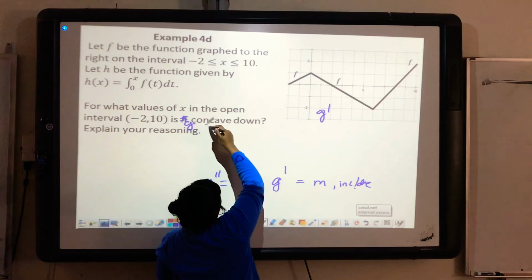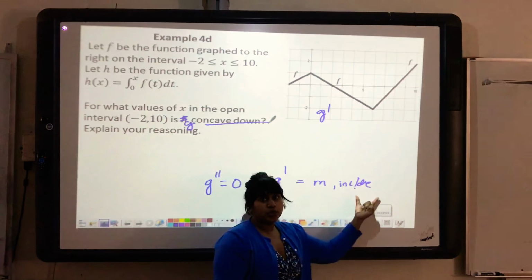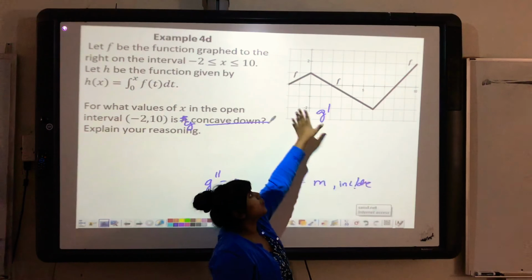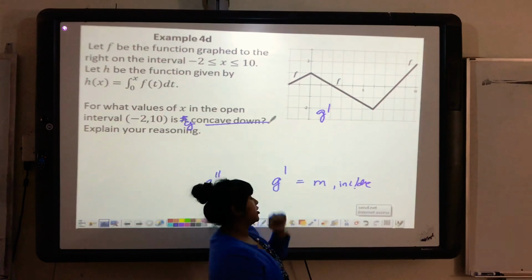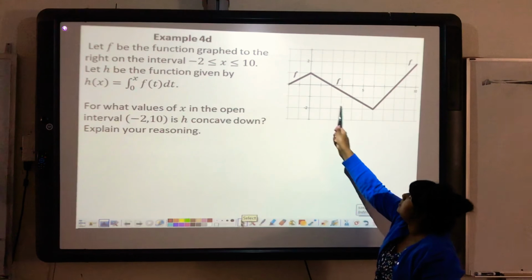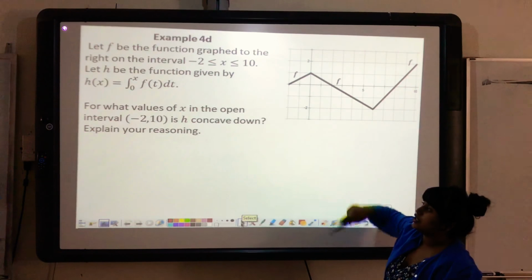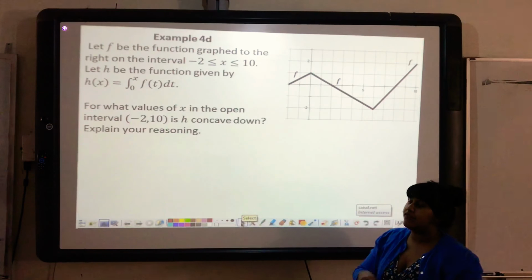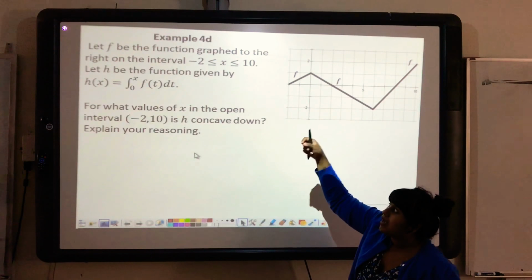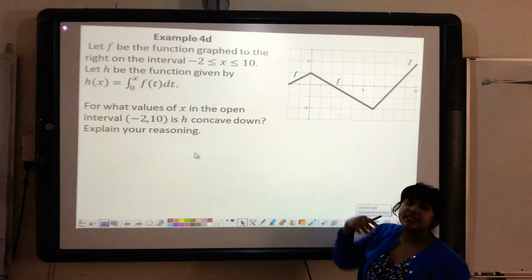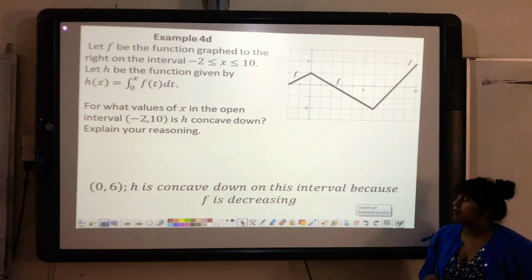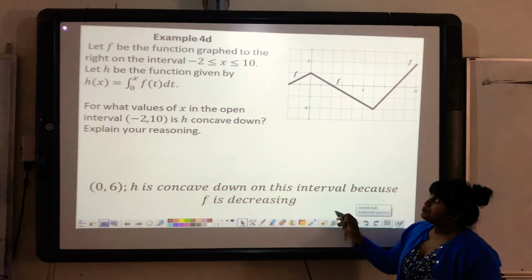So what do you think we're looking for with concave down? What kind of slope, or which of these two? Yeah, we're looking for a negative slope or a decreasing interval. So where do we see a negative slope, which is a decreasing interval? Okay, we see it from 0 to 6, but what is our justification? H must be concave down. Again, with what we're given, H must be concave down on the interval 0 to 6 because F, what is F doing? F has a negative slope or F is decreasing. So, boom. There's our justification statement.